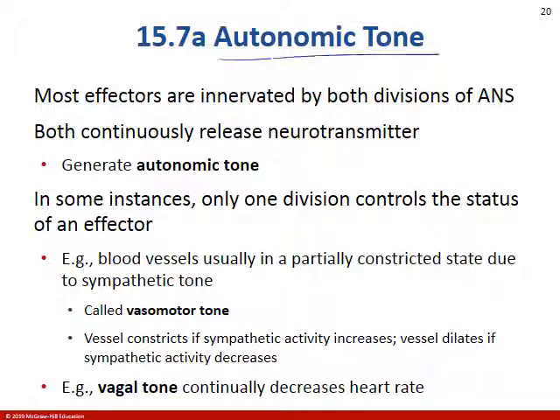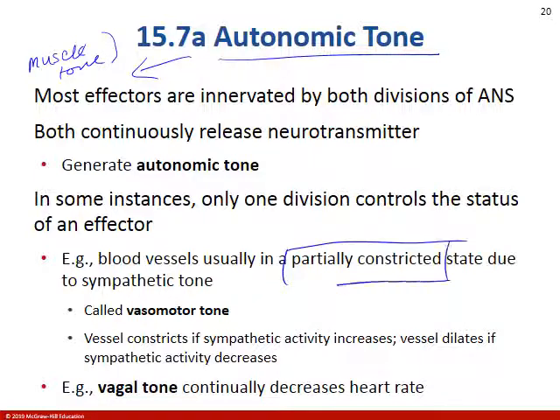I kind of relate autonomic tone to muscle tone. So muscle tone was that partially contracted state. Certain organs have to maintain this partially constricted state. Some are going to be due just to one division, and some are going to be innervated by both divisions. So you could have autonomic tone regulated by the parasympathetic division or autonomic tone regulated by the sympathetic division.